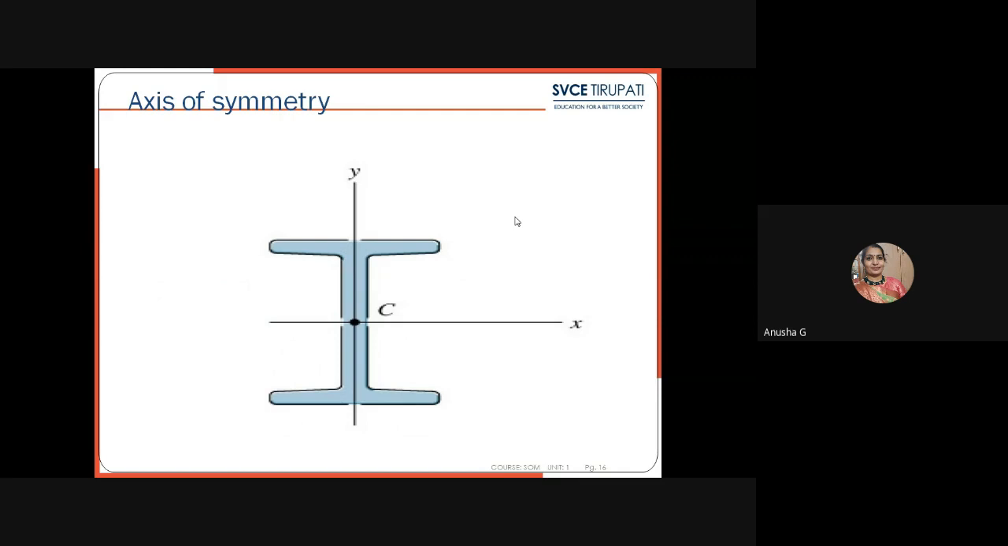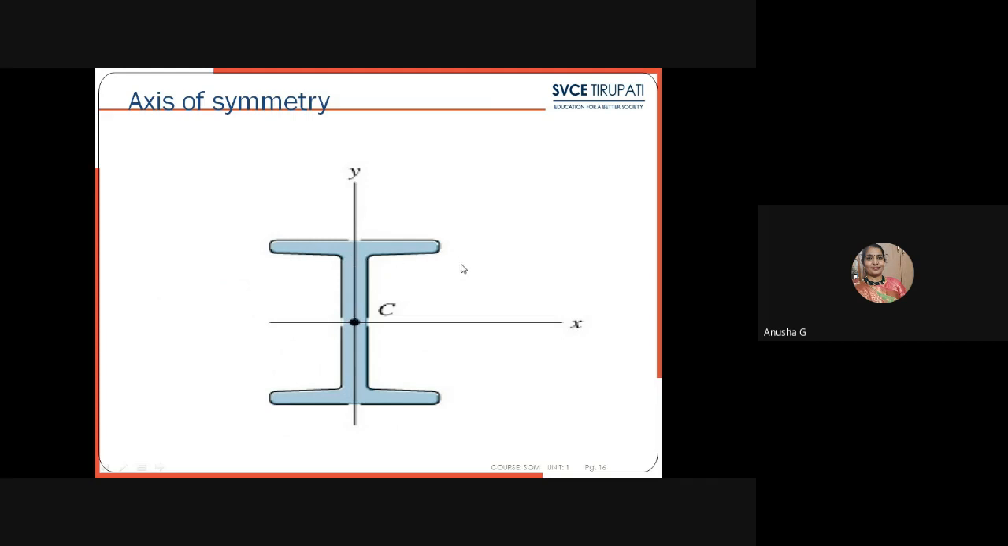Here you can see the axis of symmetry. If you take the symmetrical I section, whenever we fold the I section horizontally, what will happen? The top will be equal to the bottom. It will be two T shapes you can observe, with similar direction, similar length and similar heights.